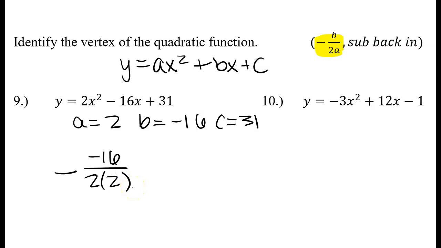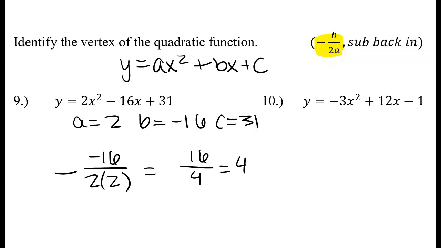Now I need to do the math. A negative and a negative: if I make a negative number negative again, it essentially just turns the number positive. So this is just going to be a positive 16 divided by 2 times 2, which is 4. 16 divided by 4 is 4. That's the x number of my vertex, which is why it's located in the first slot of my ordered pair in the note.